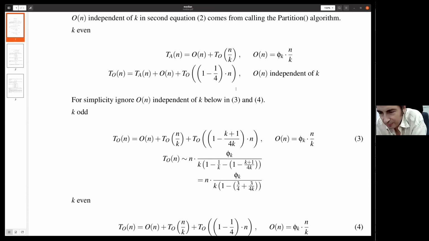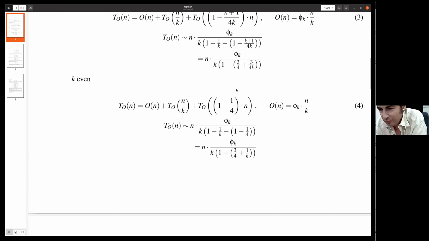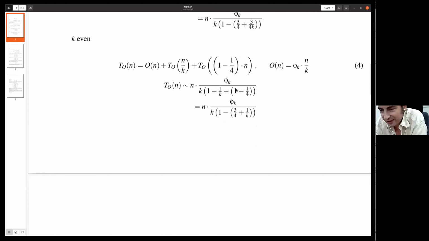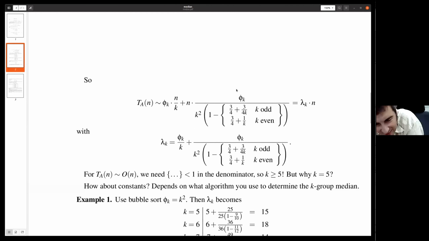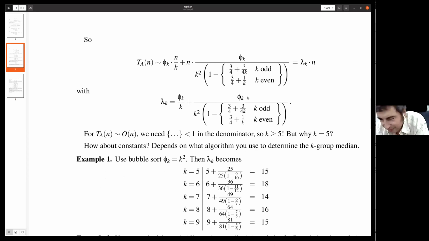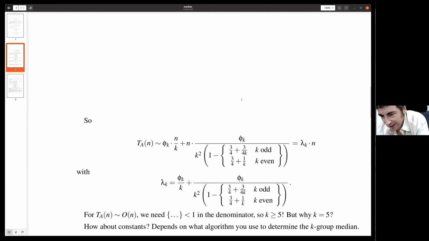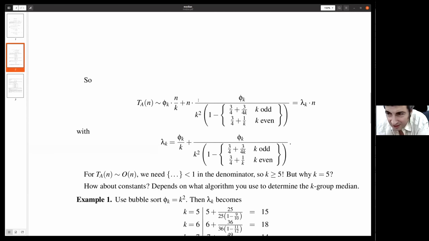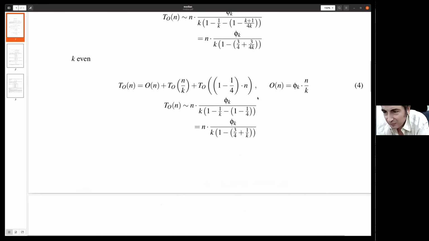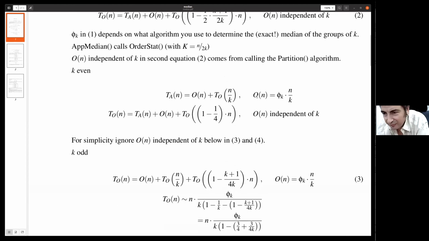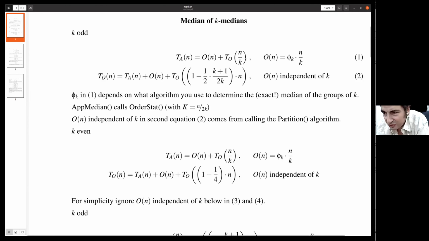Now, let me not go through the mathematics in every detail. It's not super complicated, and we don't have time for every detail. But what you get at the end for the asymptotic complexity is something divided by 1 minus the sum of this and that.